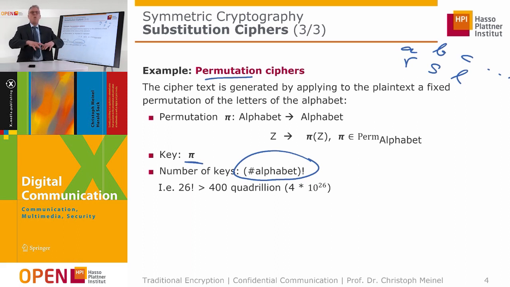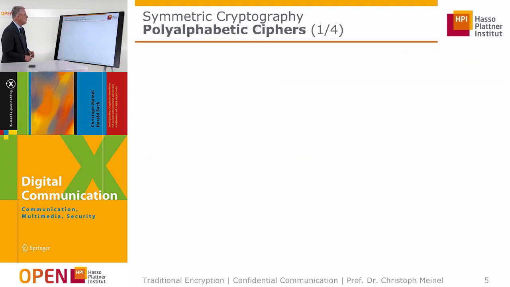So here now we have a huge space of keys, and a brute force attack to try out all assignments, all permutations, needs really a very long time. The 4 quadrillion is 4 times 10 to the 26.